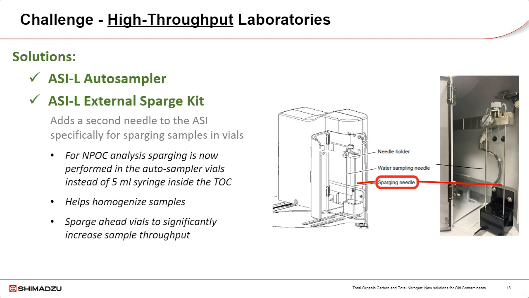As you can see in this picture, the needle on the left will be in the sample vial, measuring, say, sample number 1, while the second needle on the right is down in vial 2, sparging vial 2. In this manner, it just proceeds through your sample rack. And this will, like I mentioned, increase throughput because we no longer need to wait for the sparging to occur inside the TOC.